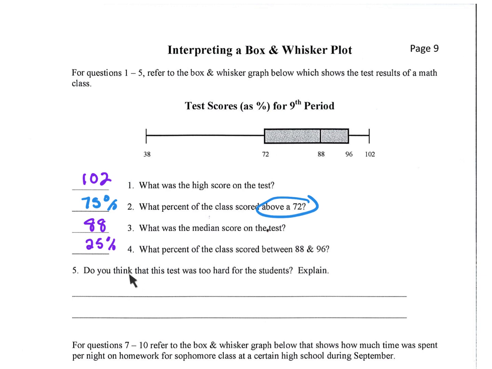Question 5, do you think this test was too hard for students? Explain. So as we look at this, 75% scored 72% or above on the test. So I'd like your opinion. Please write and explain what your opinion is on the lines below. So please pause the video, write your explanation, and then continue on to the next questions.